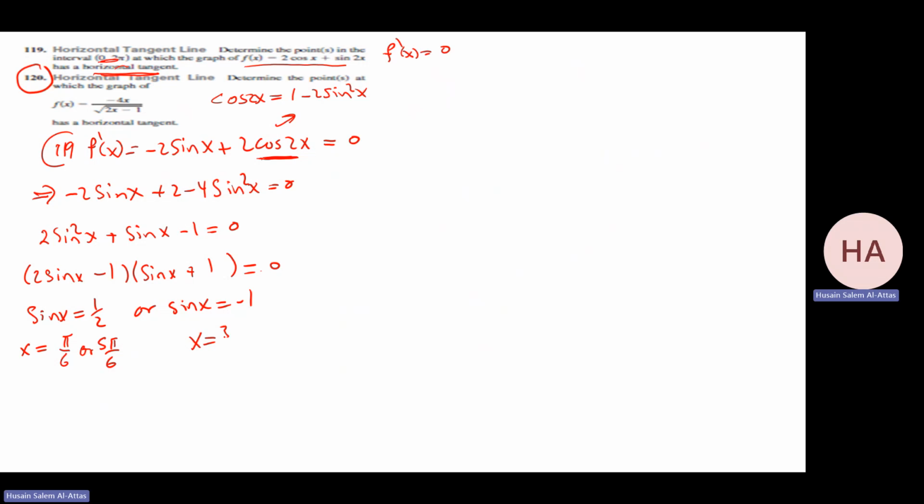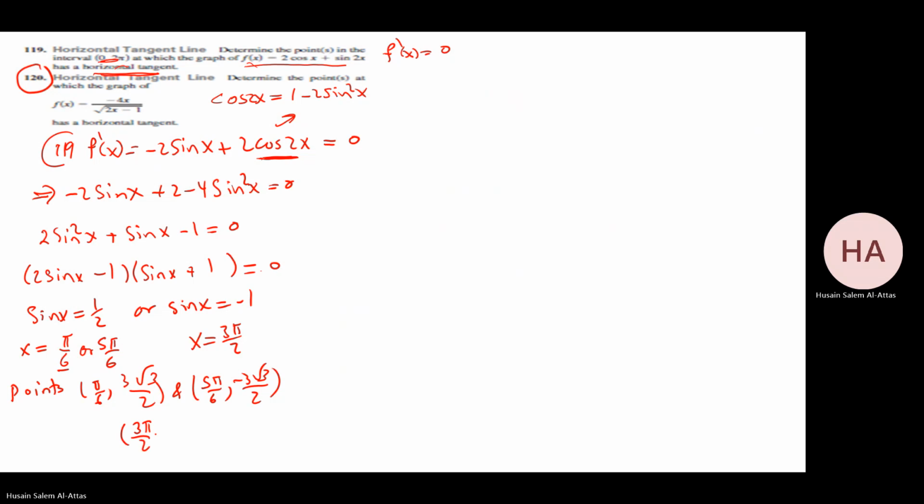So what are the points? Pi over 6: plug it in, and you will get 3 square root of 3 over 2. And the point 5 pi over 6, plug it in, minus 3 square root of 3 over 2. And the last point, 3 pi over 2, is very clear. If I plug it in, cosine 3 pi over 2 is 0, and here I have sine 3 pi, which is also 0. So it will be 3 pi over 2 and 0.